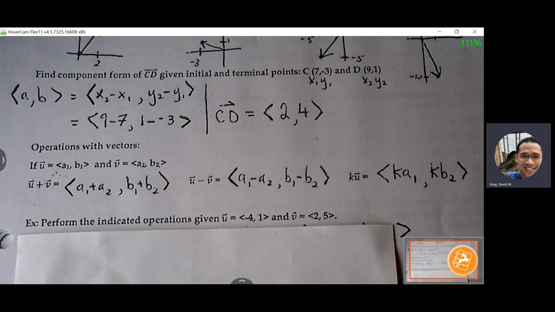Okay. And if I'm subtracting vectors, then I'll subtract the horizontal components, subtract the vertical components, and that is my new component form. And if I have a constant or coefficient in front of my vector, I can just distribute that coefficient through my vector. So if it was like 3u, then it'll be 3a, 3b. So just like distributing how you would expect distributing with a coefficient.